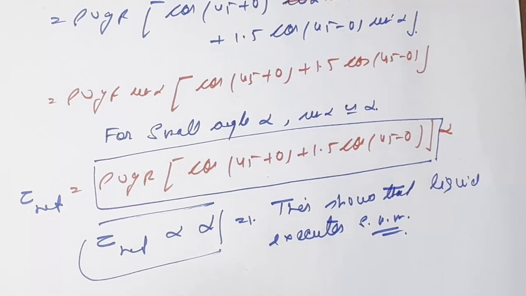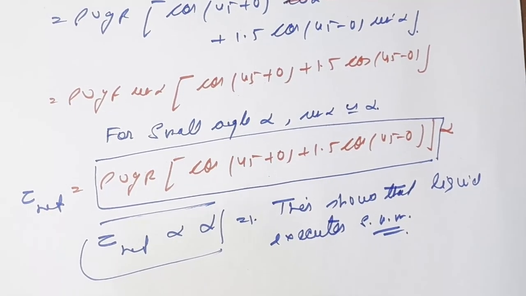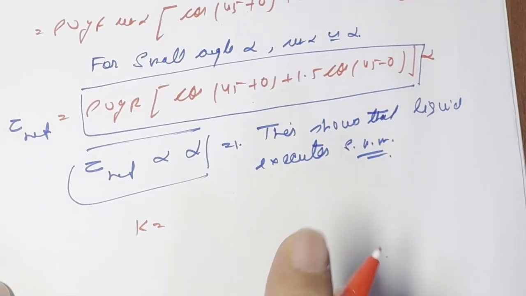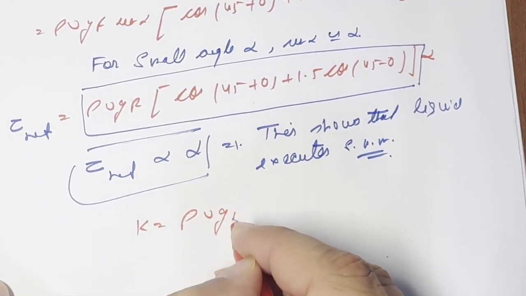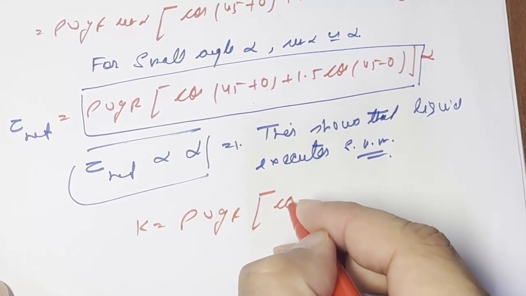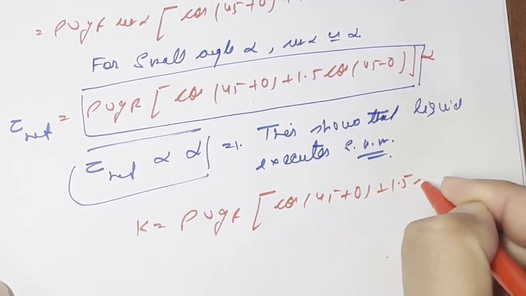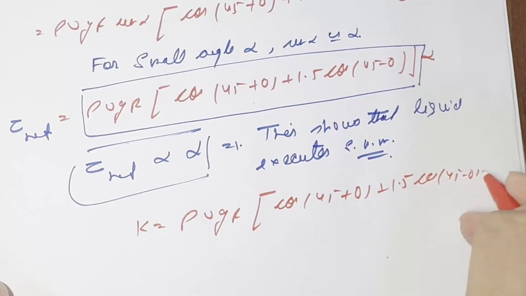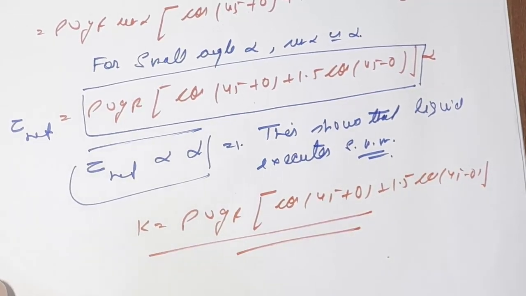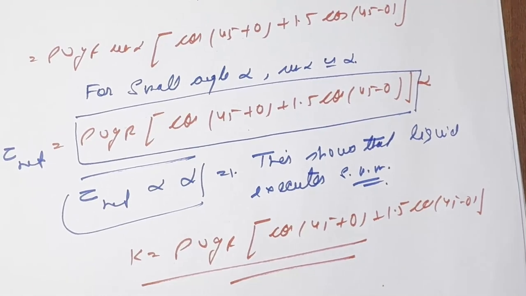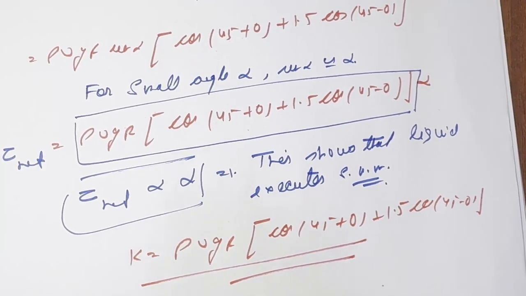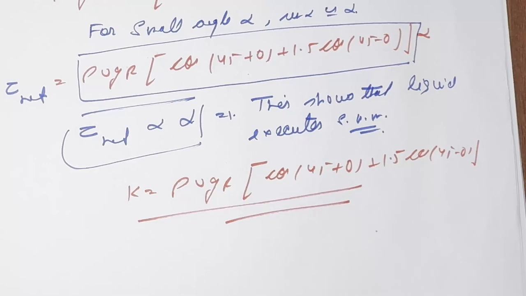Okay. And for k we can consider this value, that is rho v g r, and we have cos of 45 plus theta plus 1.5 cos of 45 minus theta. So this is the value of k, which we are going to use later on also. And now it's a simple calculation. Now because of this torque, there will also be a moment of inertia that will be introduced. So let us calculate the moment of inertia.